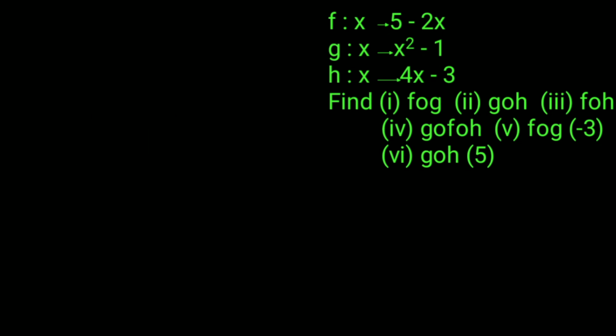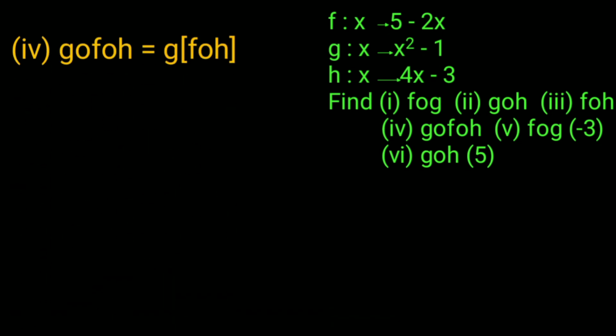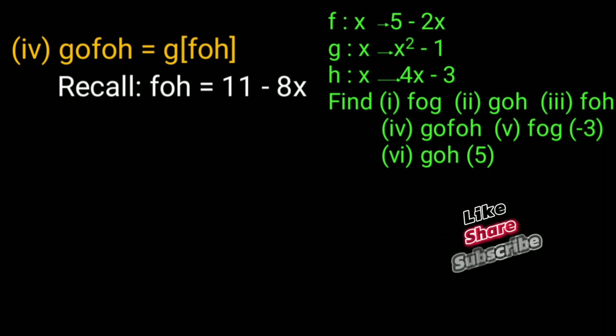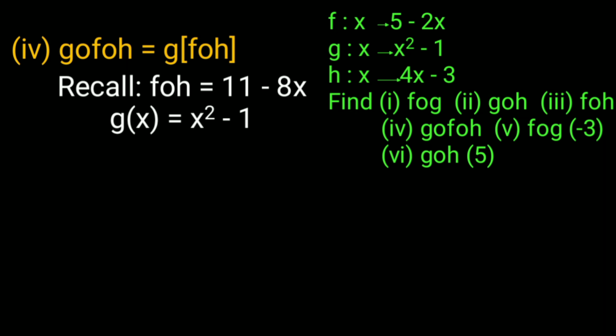Let's get to the fourth question. The fourth question is g of f of h. In g of f of h, we have three functions here computed together. So we have calculated f of h, so we can just represent that to be g of f of h, and then we can recall our f of h in the previous calculation is 11 minus 8x. So if f of h is 11 minus 8x, then we can just substitute that into g of x.